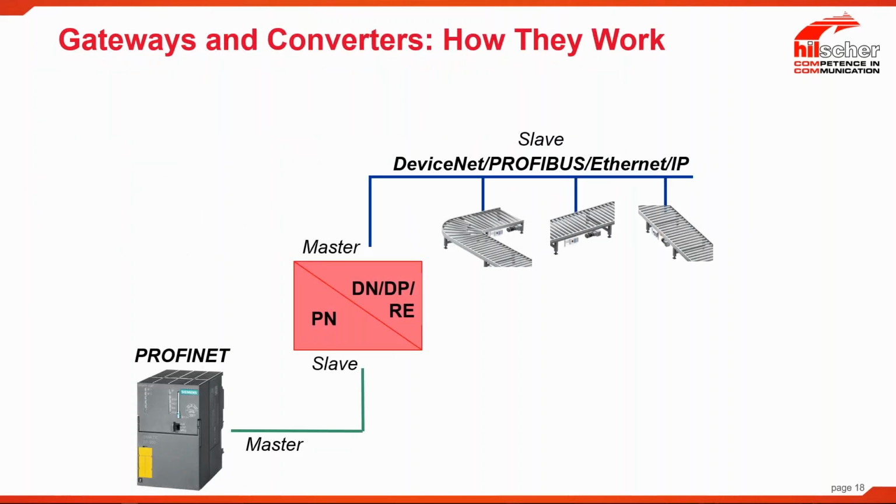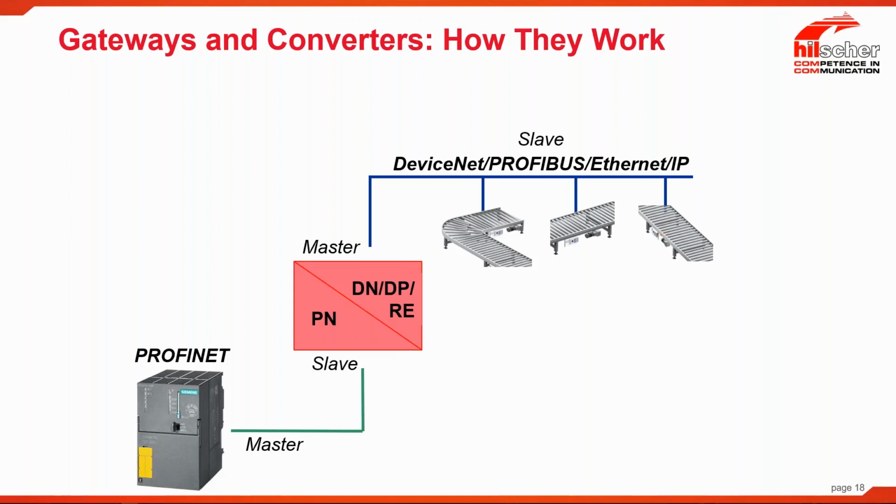So for instance, we've got a controller, and let's just say it's a Profinet controller, and we want to speak to a network of, let's just say, DeviceNet devices out there, conveyors or whatever you want to call it. So the Profinet is a master, a controller, and the devices are slaves. They're DeviceNet products. That means that number one, Profinet can't talk to DeviceNet. So how do we overcome that hurdle?